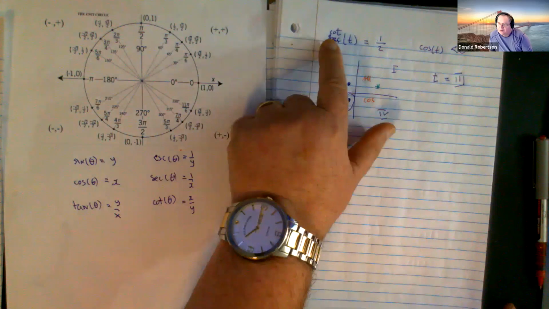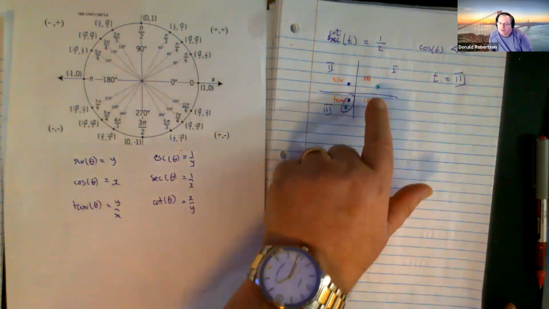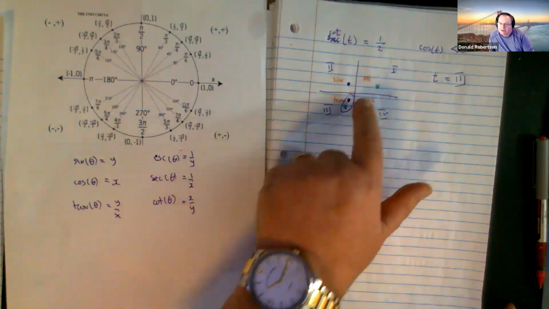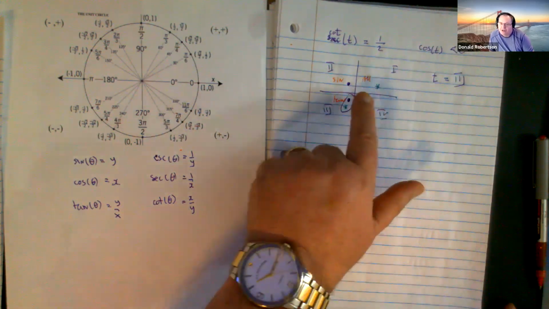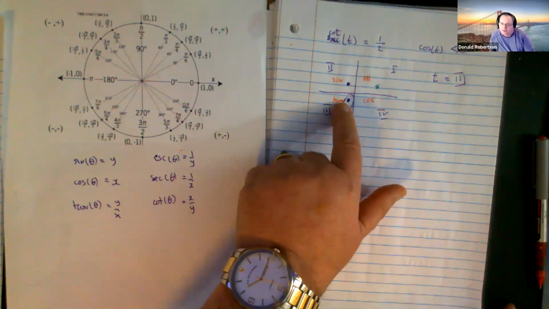Right? A cotangent and a tangent are essentially the same. So I found out where the tangent was positive, 1 and 3. I found out where the cosine was negative, which was 2 and 3. There's only one where both happen, so that's why it's the third quadrant.